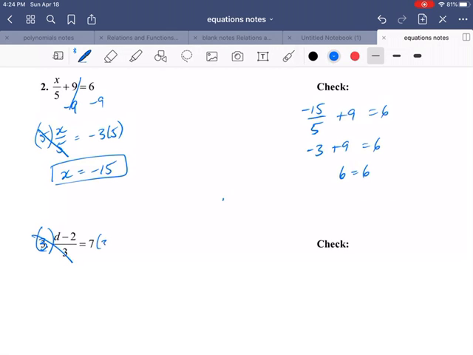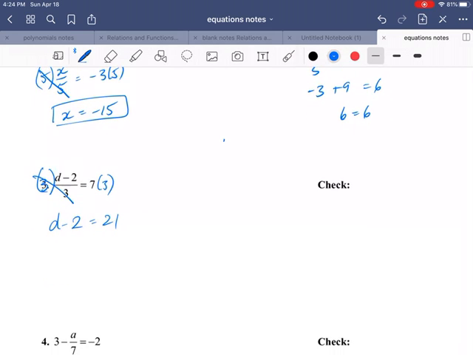And you're going to be left with d minus 2 is equal to 21. Now you can deal with this subtracting of 2. So add 2 to each side, and d is going to equal 23. And to do your check, 23 minus 2 over 3. Again, a numerator is considered a set of brackets, so if you do that first, you end up with 21 divided by 3, which is in fact 7.